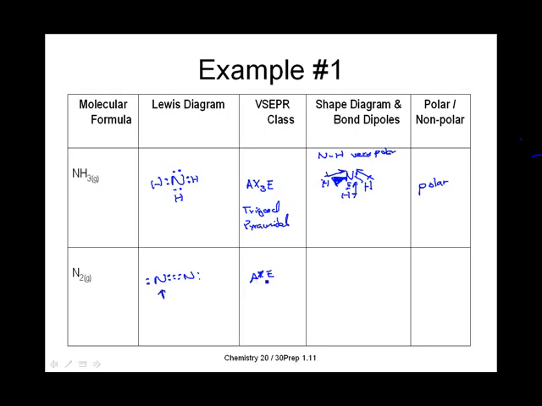or 3 sets of bonding electrons, and so this is going to be, there's only 2 atoms in this molecule, so it's going to be linear, and the difference in electronegativity between 2 atoms that are the same is 0, so they are non-polar bonds. So it's going to be a non-polar molecule.